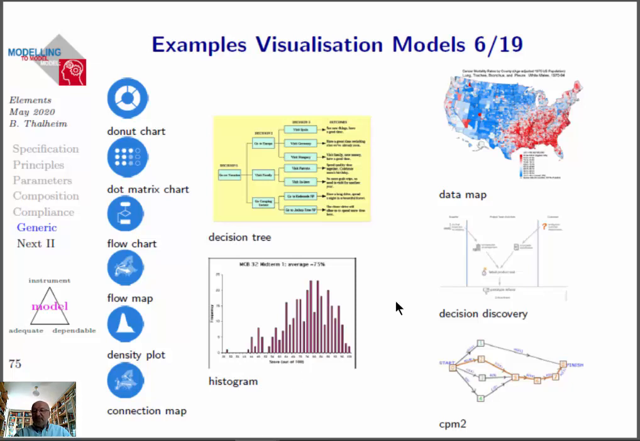You might have some data maps, again with abstractions, and then in this case you can use colors to differentiate the statements about areas and maybe some developments. You can have something for decision recovery where you have some input, you have some output, and you finally have some supporting mechanism. You might also use some graphs and some flow graphs like we have been showing here. Additionally, you have maybe some donut chart or some dot matrix or some flow chart or some flow map or some density plot or some connection map as a very abstract setting for visualization models.